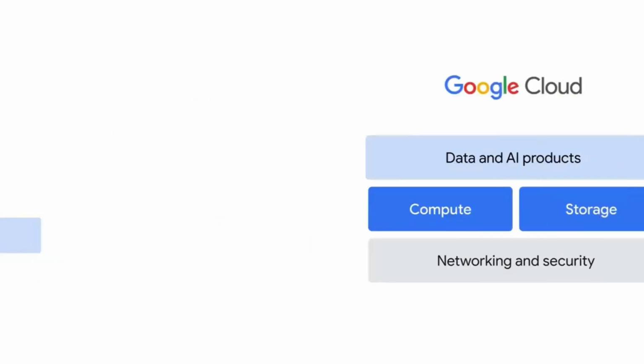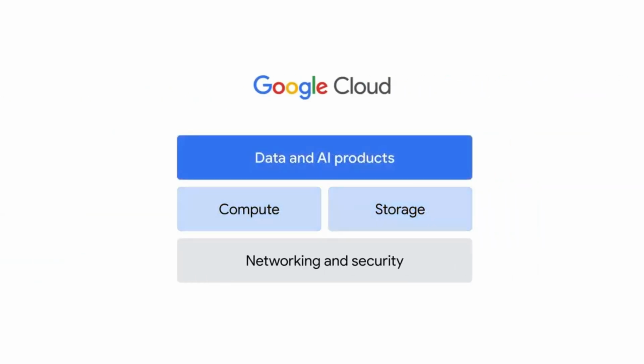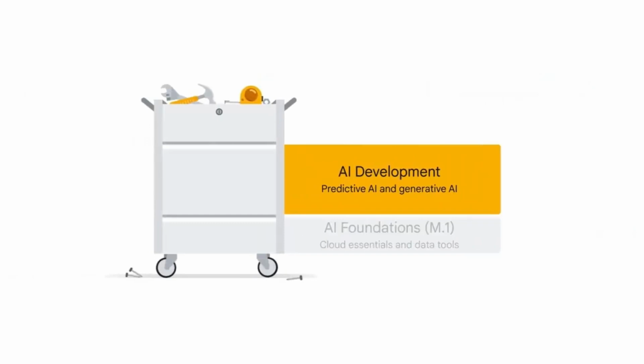This course presents a toolbox that is based on the AI and ML framework on Google Cloud. The toolbox is organized into 3 layers to make navigation easier. You begin with the AI Foundations layer in this module, Module 1. Here, you learn about cloud essentials like compute and storage, and also about data and AI products that support your journey from data to AI. You then advance to the AI development layer. In Module 2, you focus on the options to develop an ML model from beginning to end on Google Cloud.